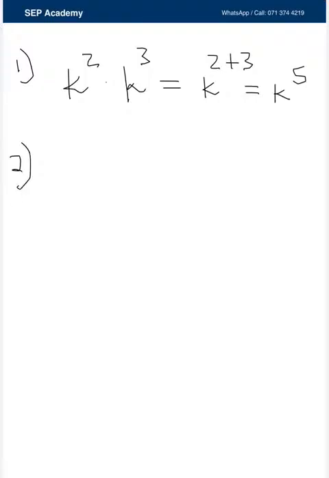So let us say you have x to the exponent of 2 divided by x.